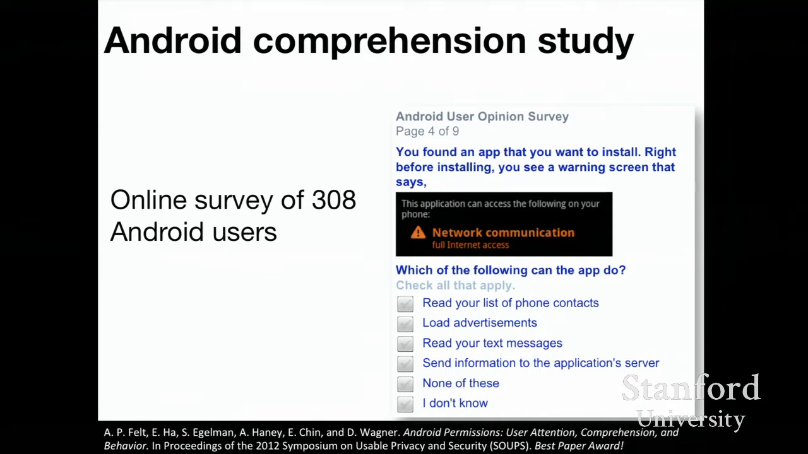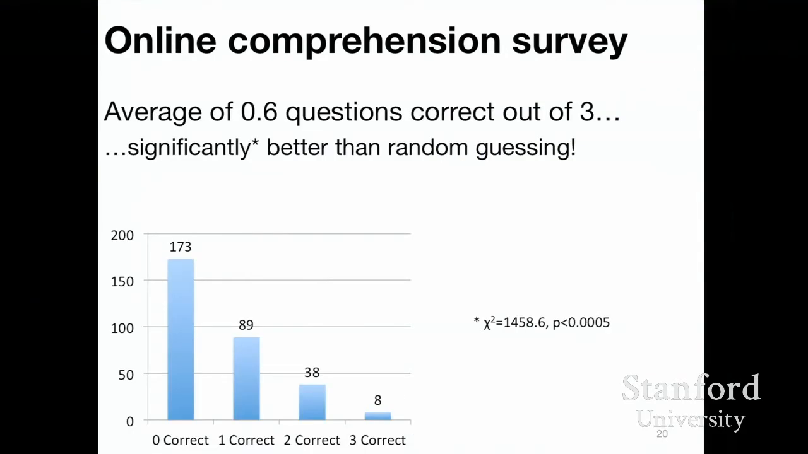We had about 10 of these permission requests, and we randomized them so that every participant got 3 of them at random. We showed them a screenshot, and we asked, if an application is granted this, what does that enable the application to do? In this case, we have network access, and so the correct answers would be loading advertisements and sending information to the application server. And from this, what we found was that on average, of the 3 questions, people got half a question correct.